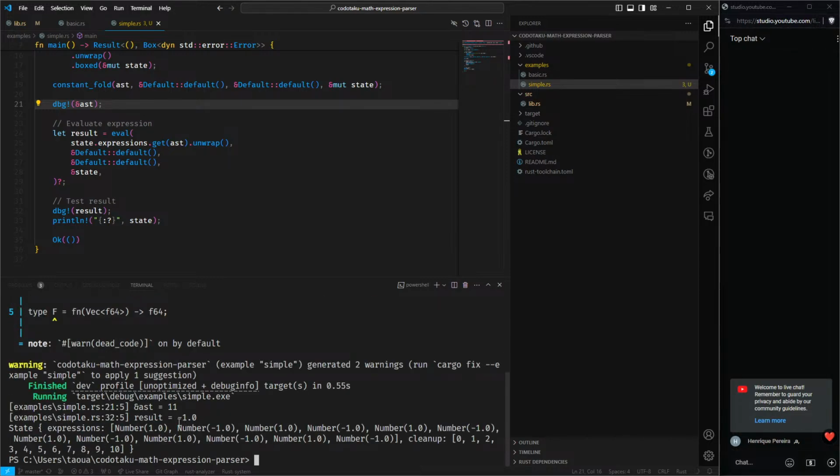And this is our result, of course, minus 1.0. The AST is 11, index 11. And the cleanup, we can clean up all of these nodes, basically. So, okay, result.